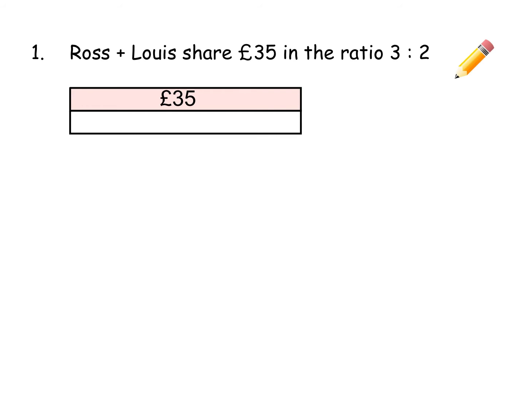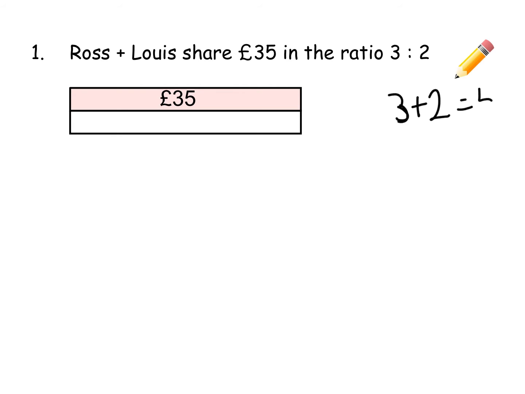Right, so here is the question. Ross and Louis are going to share £35 in the ratio 3:2. So they're clearly sharing it unequally. What happens is, we need to think of these as parts. Ross will get 3 parts and Louis will get 2 parts. So the first thing we do is we still kind of use this thing that I call the Adam method. We still add the ratios together. So you do 3 plus 2 is 5.